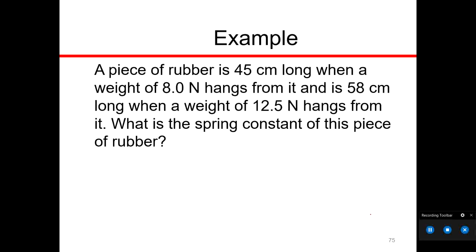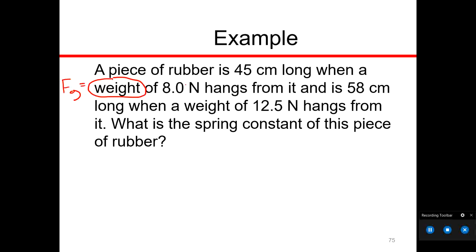So let's try another example here. A piece of rubber is 45 centimeters long when a weight of 8 newtons hangs from it, and is 58 centimeters long when a weight of 12.5 newtons hangs from it. An important thing to remember is that weight is not mass, right? Weight is equal to our force of gravity. So this is saying our force of gravity is 8. If we wanted to find the mass on this, we would have to take our force of gravity and divide it by 9.8.